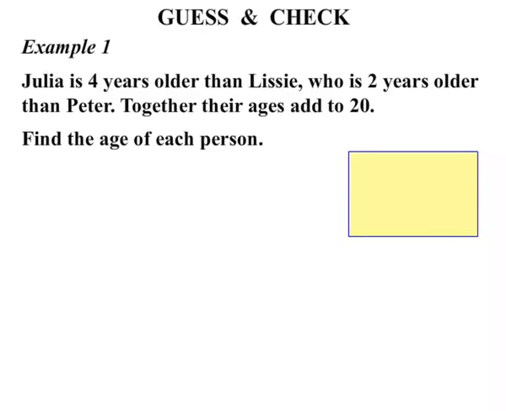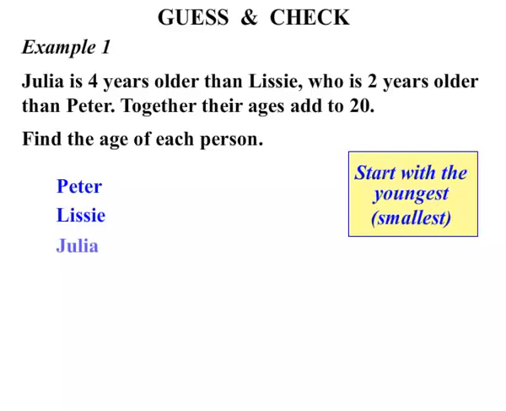Now, what we do with guess and check often is we start with the youngest or the smallest, okay? So start with their guess. And looking at that information, we can see that the youngest is Peter. And then Lissy and Julia involved as well. So let's have a guess. Let's guess for Peter's age.